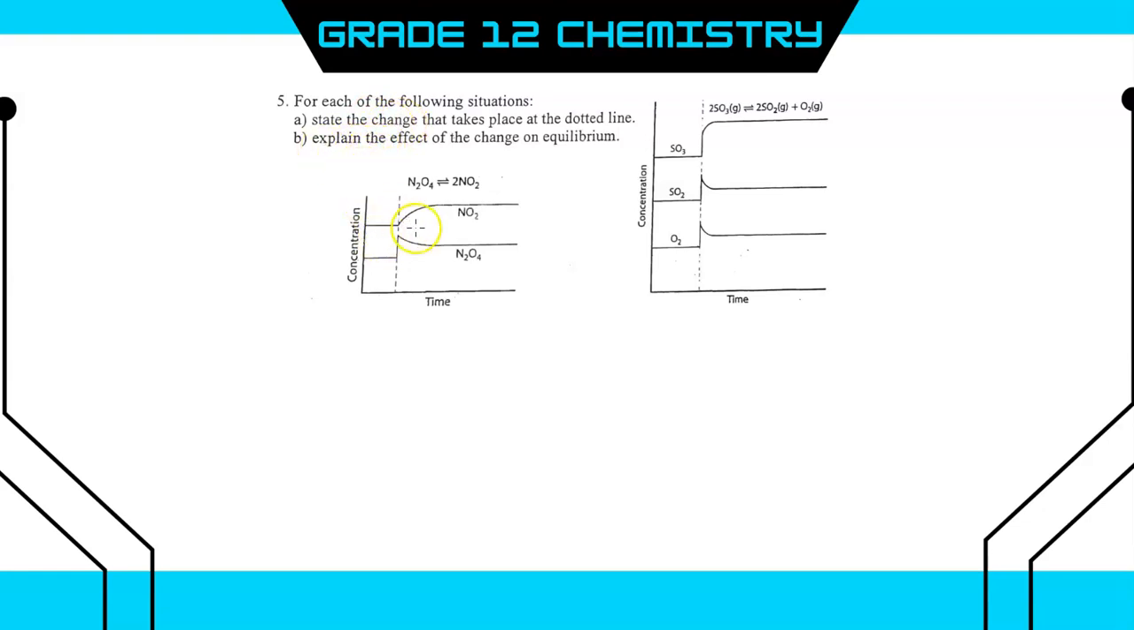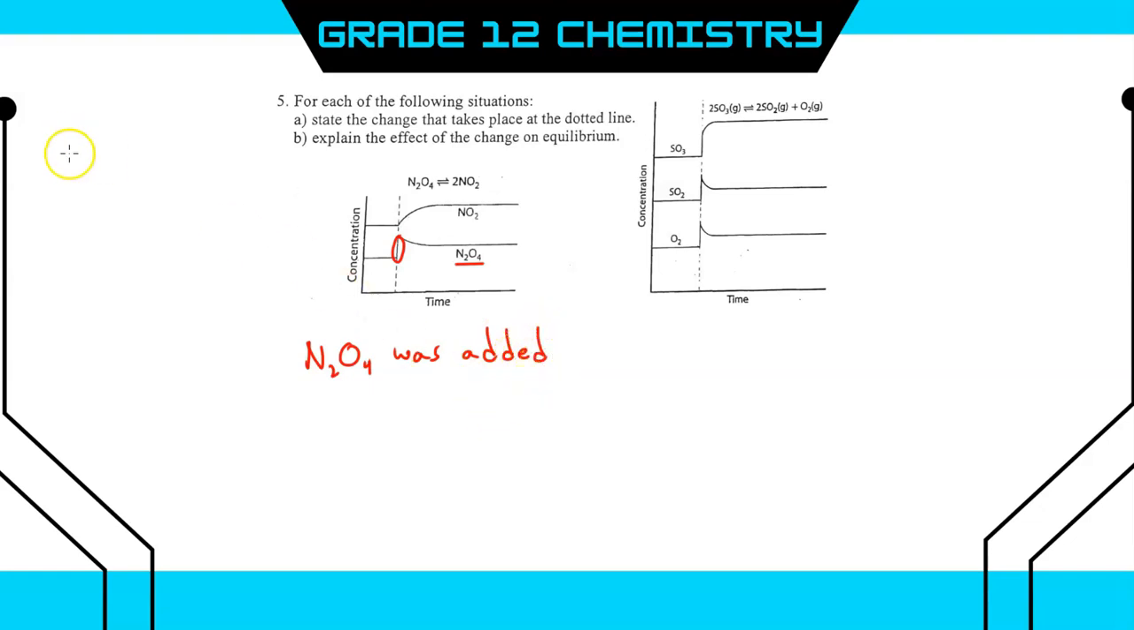All right, let's start with the first one. So with the first one, here's what I want you to notice. Something happened here, but only to this substance. Therefore, it was added. So N2O4 was added. Its concentration spiked.